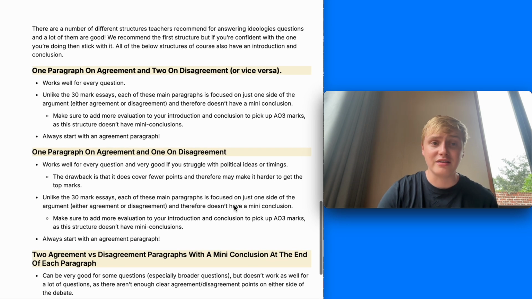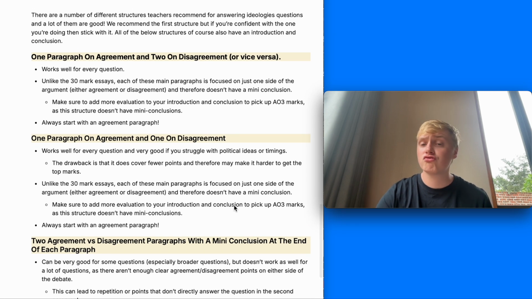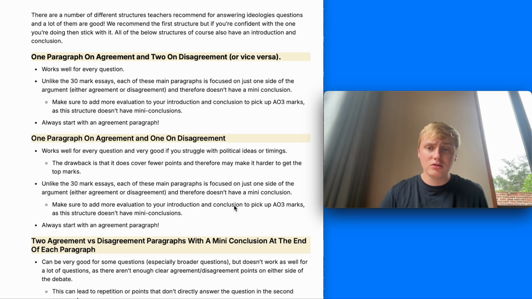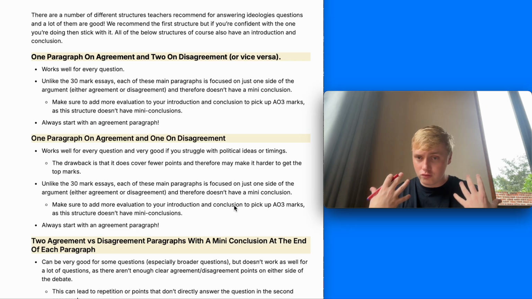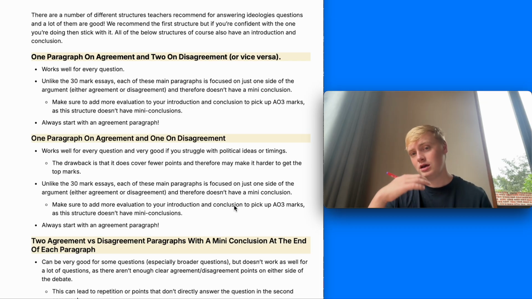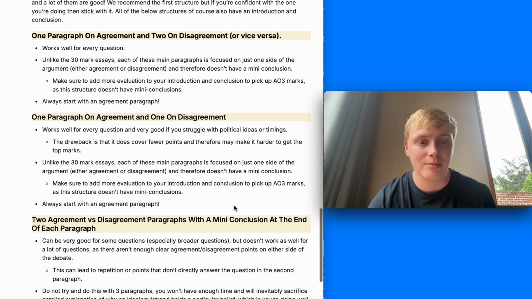The other one you can do is effectively very similar to this that some people do, and I think this is really good if you struggle with political ideas or you struggle with your timings, and that's just do one paragraph on agreement and one on disagreement. Of course, you're covering kind of one fewer point than the first structure we had a look at, but it can really simplify it, and you can still do really, really well with this structure. Again, unlike the 30-mark essays, it doesn't have mini conclusions, so add more evaluation to that introduction and that conclusion, and start with the agreement paragraph.